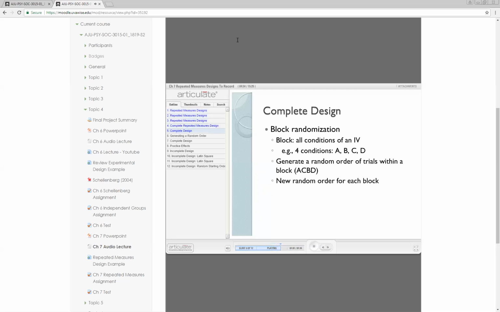So with block randomization, what we're doing is we're generating a random order of trials within a block. So we're going to have a block, which means we're going to have one of each condition, but the order that those conditions come in will be random. With a complete repeated design, again, each person is doing each condition more than once, which means you're going to have at least 2 blocks. In block randomization, you have a new random order for each block.